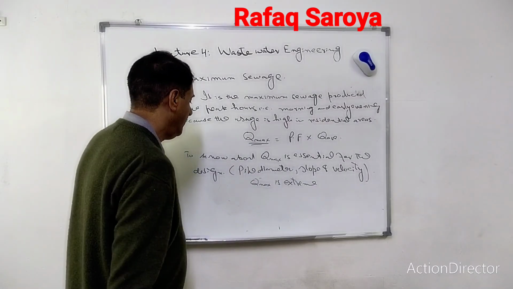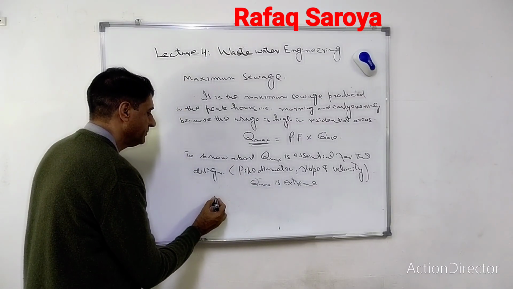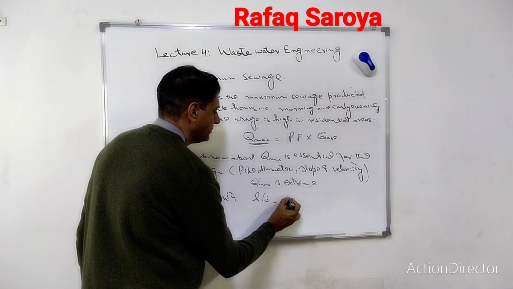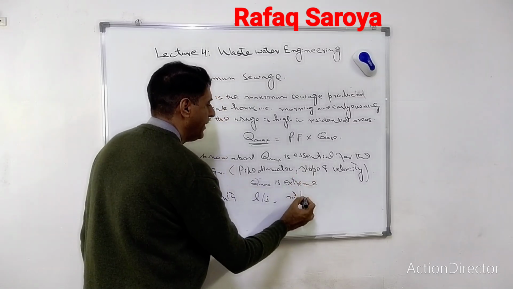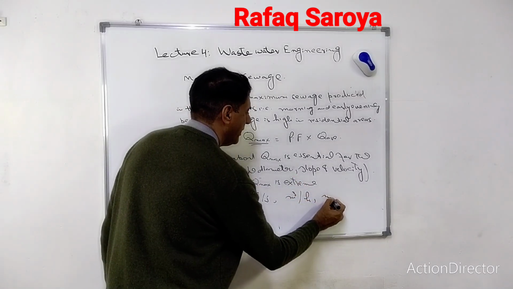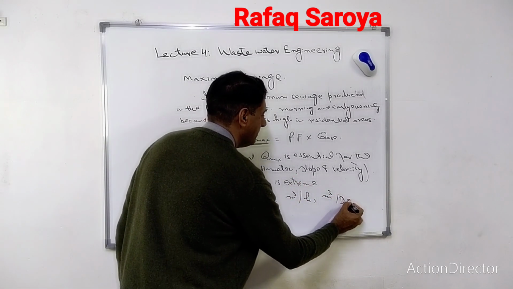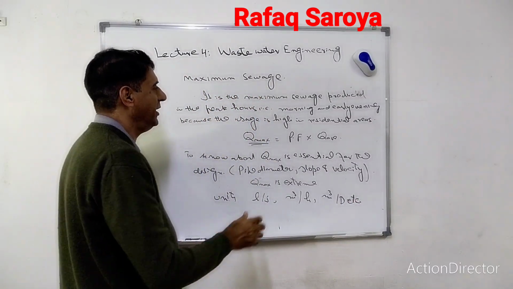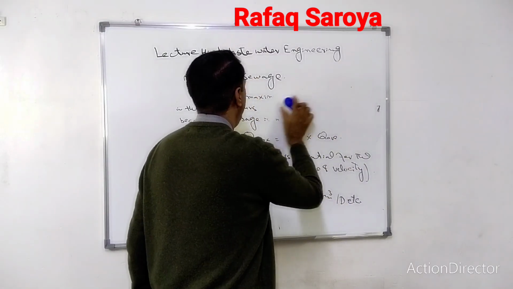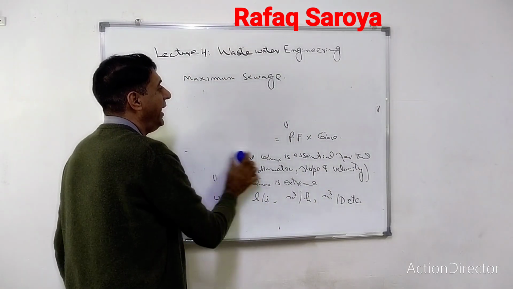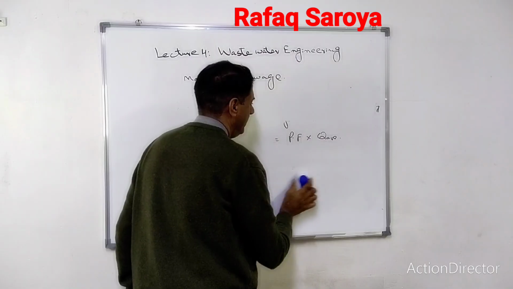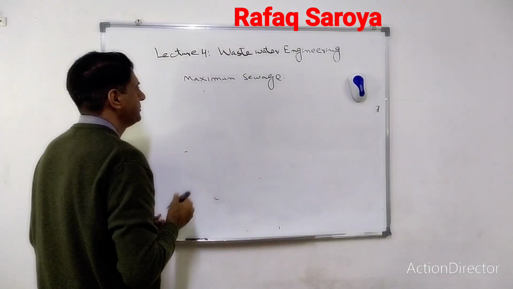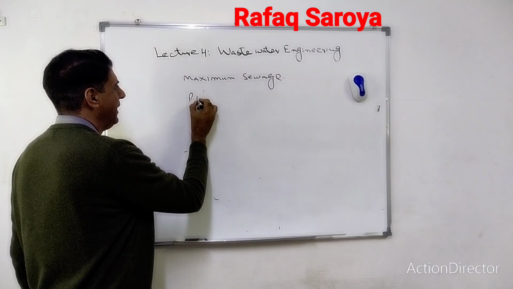Now this Qmax is measured in liter per second, meter cube per hour, or meter cube per day, etc. So this is a fundamental definition of this Qmax which I have given to you. And after this Qmax, I have written another term, PF, which I am now going to tell you. This PF is the peak factor.